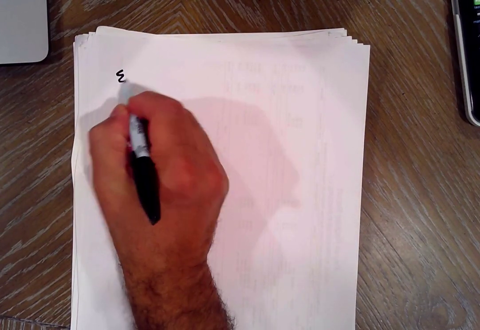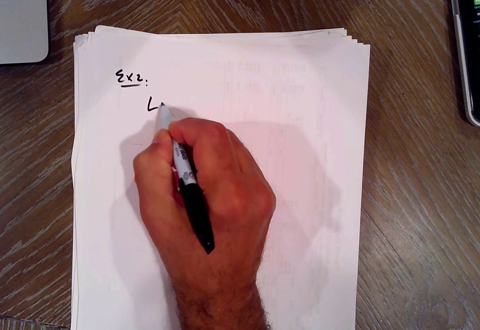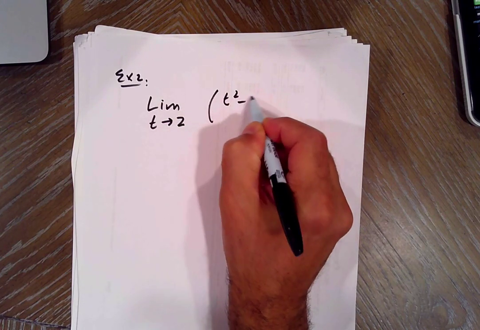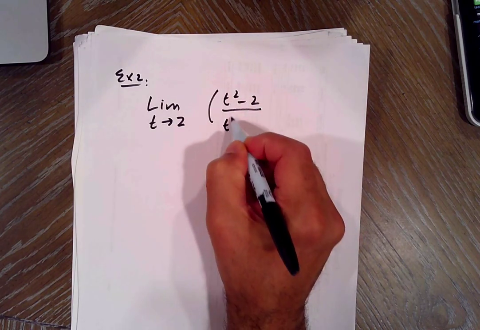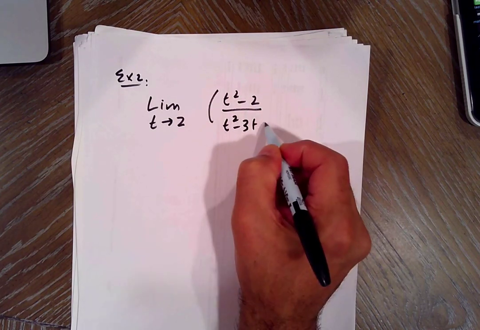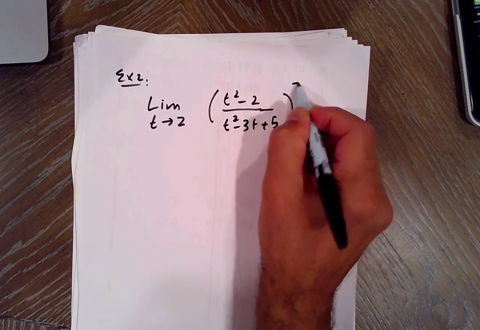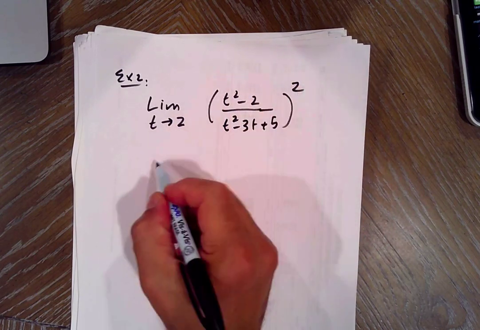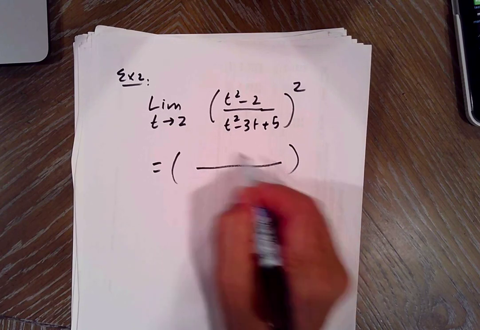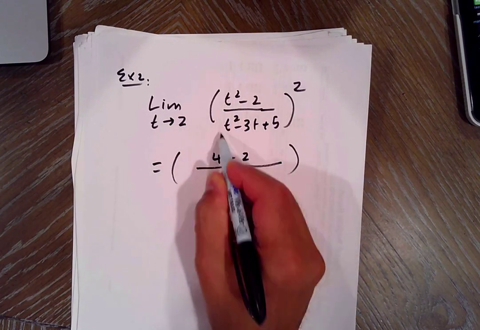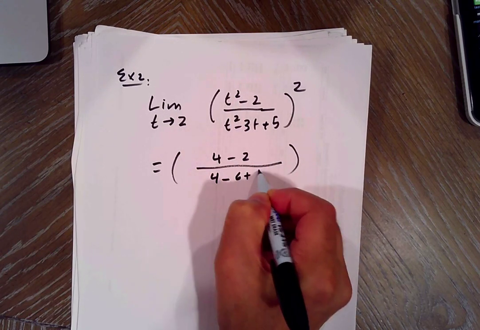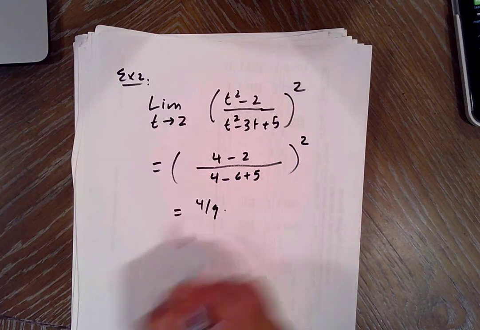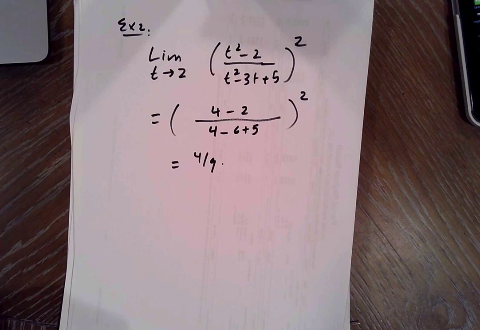Also, if you're doing the limit as t goes to 2 of (t squared minus 2 over t squared minus 3t plus 5) squared, again this is f of t to a power, so you do the limit of what's on the inside. You plug it in, basically. That's (4 minus 2 over 4 minus 6 plus 5) squared, which is 4 over 9. Pretty straightforward.